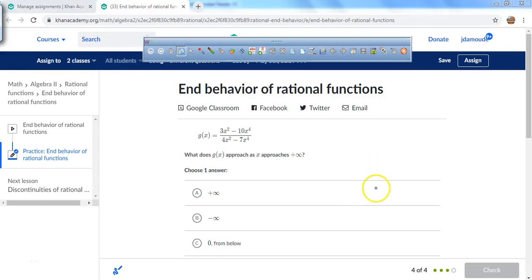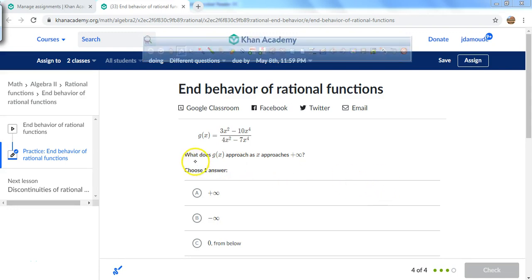In behavior of rational functions. Like, what in the world is it talking about when it's talking about in behavior? So this particular one says, what does g of x approach as x approaches positive infinity? So what is g of x? What is the y value approaching as x approaches positive infinity?